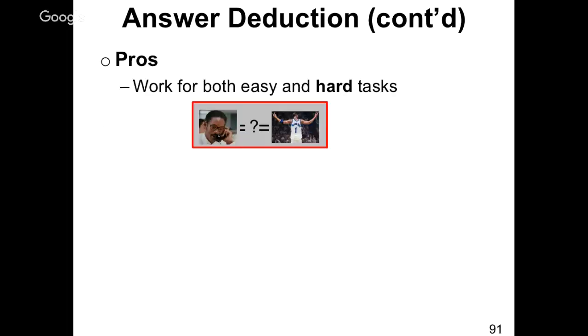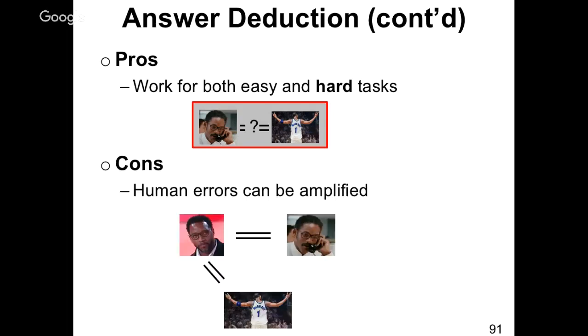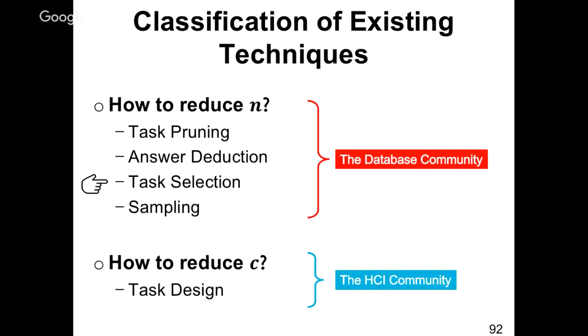Okay. And the advantage of the technique is it works for both easy and difficult tasks. But the disadvantage is it can make human error be amplified. So imagine that a human makes a mistake about a task. And this error will be amplified because you are going to use transitivity to deduce the answer of this task. Because they tell you this is equal, this is equal, and the transitivity will tell you this is equal, but this is actually wrong. Okay, so that's the disadvantage of the technique. All right.